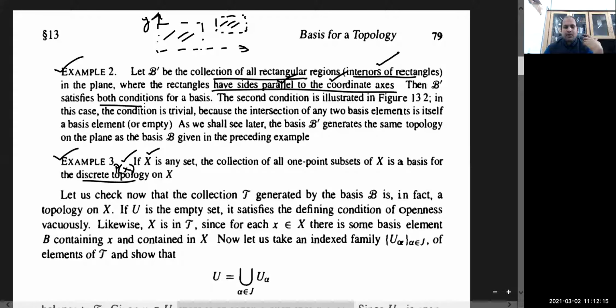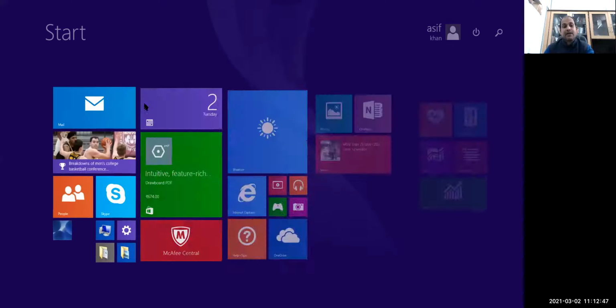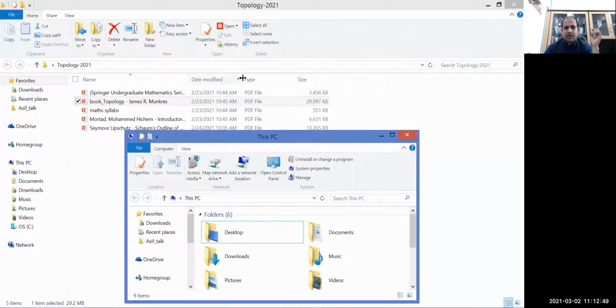So for that we need to look at this. Here what is written is the collection of all one point subsets of X. If we have the collection of all singletons, then this is going to generate the discrete topology on any set. Let me explain why. First check whether the collection of all one point sets is going to satisfy the condition of basis or not, and then I will show you how to generate a topology from a basis. Basis is a collection satisfying above two properties.